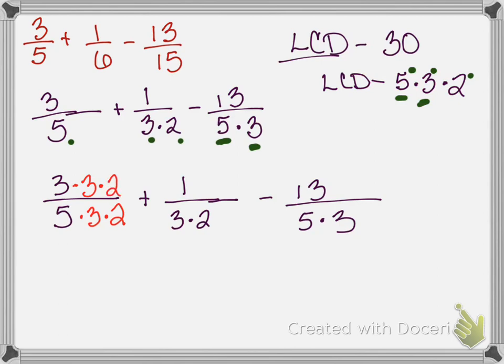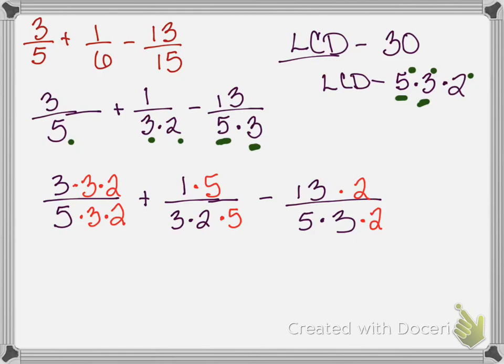For my second fraction, I have 3 and 2 in the denominator already. What am I missing? The 5. So I'm going to multiply my denominator times 5 and my numerator times 5. Okay? Now for my third one, I already have a 5 and a 3. What am I missing? So I'm going to multiply my denominator times 2 and my numerator times 2. Okay? The different colors are helpful. And this is being recorded, so you can go back and listen to it at any time.